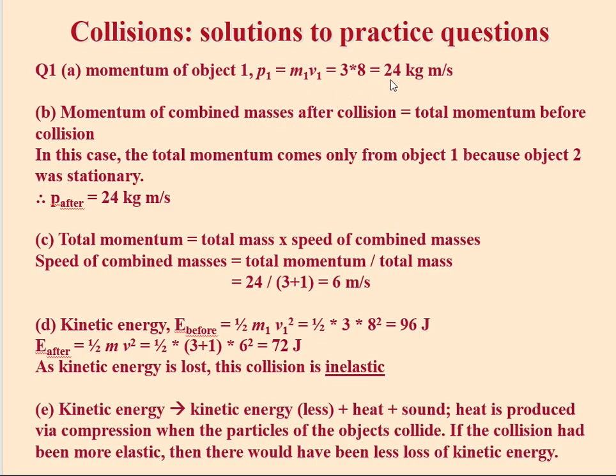the collision has to be 24 kilogram meters per second. It has to be the same as what it was before the collision. There's no change in the total momentum. In this case, the total momentum comes only from object 1 because object 2 was stationary. Therefore, momentum afterwards is 24 kilogram meters per second, just like in part A.